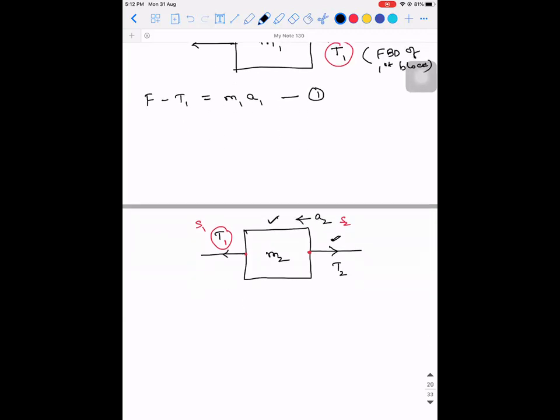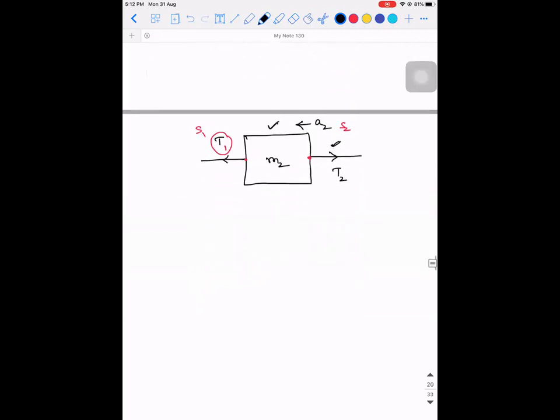So this is A2. Right. So tell me the equation. T1 minus T2 is equal to M2 into A2. Is that clear?